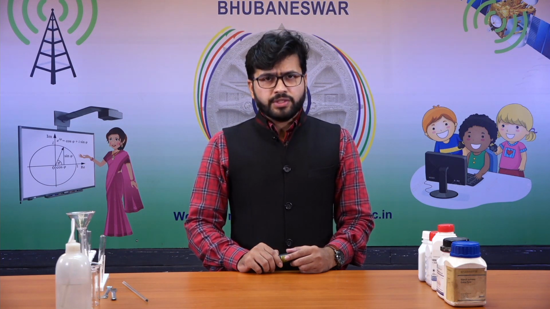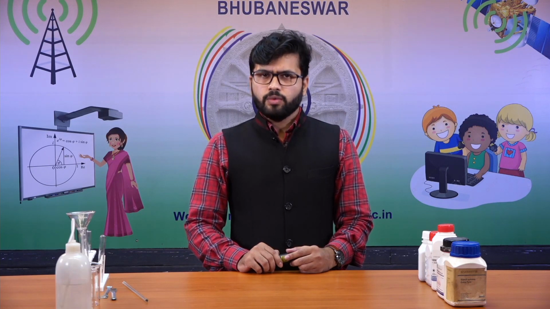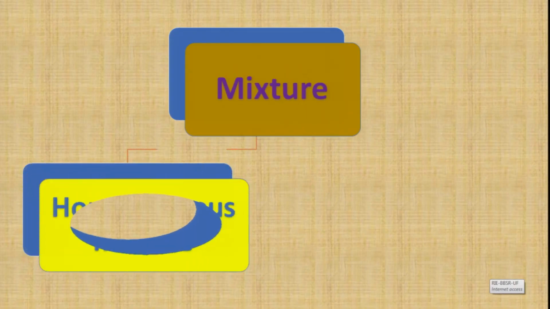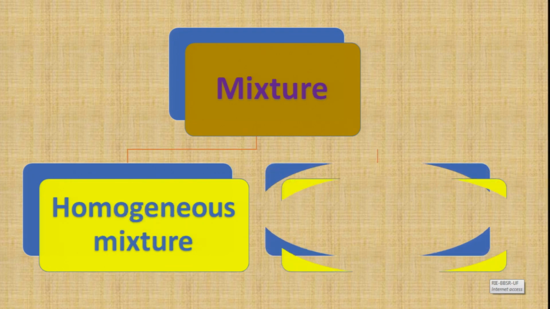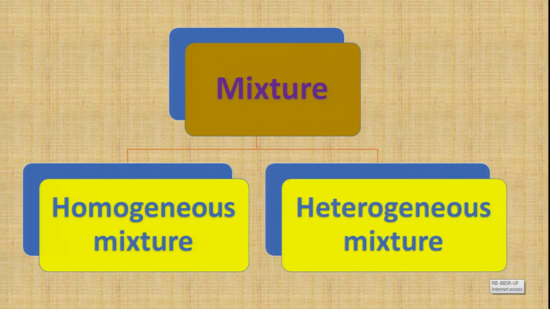So far in this chapter, we have discussed that mixtures can be of several types. Depending on the nature of the component, we can classify mixture into two types. One is your homogeneous mixture and the second one is your heterogeneous mixture. As you know, homogeneous mixtures are those which have a uniform distribution throughout. Heterogeneous mixtures are those which have non-uniform distribution throughout the bulk.